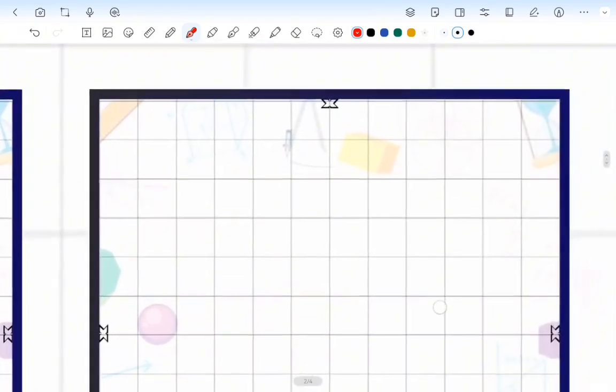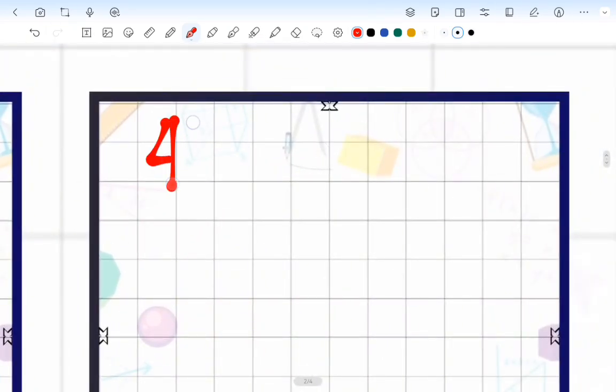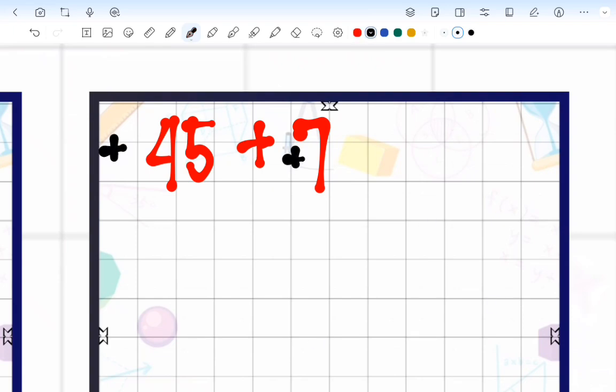So let's make another example. For example, 45 plus 7. Our positive numbers are called natural numbers because we don't have to put a positive symbol all the time. There will be special cases, but there are also more situations where we don't have to put the positive symbol. So 45 plus 7 is equal to 52, correct?